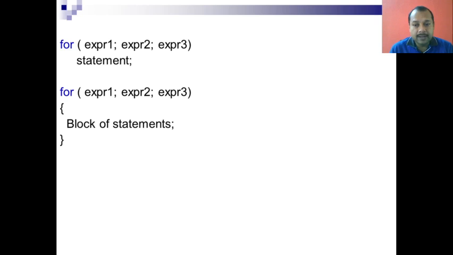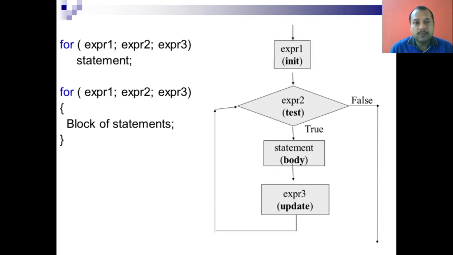In this slide, I wish to demonstrate the flow diagram for this for loop. Irrespective of whether there is a single statement or a block of statements, I am having only one rectangular box for it, and that is the statement or body of the loop. It may consist of a single statement or a group of statements, but that is not of primary concern here.